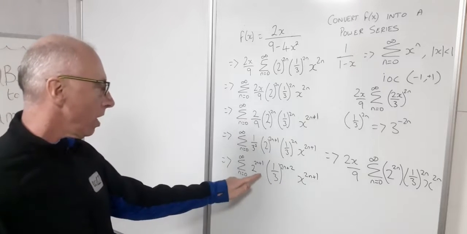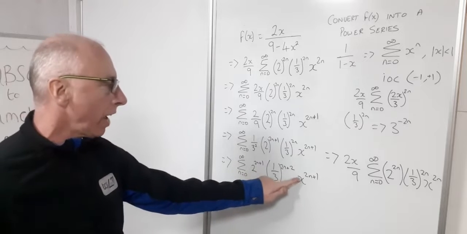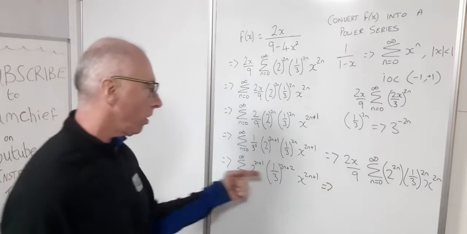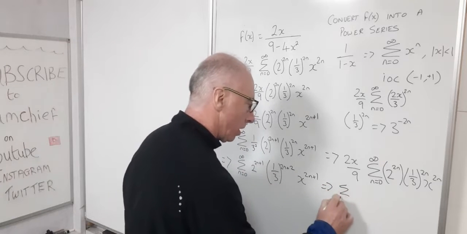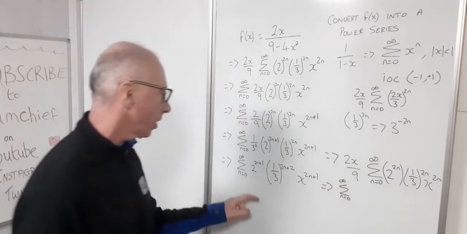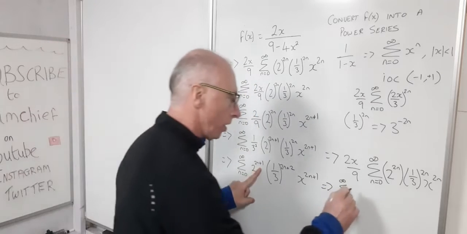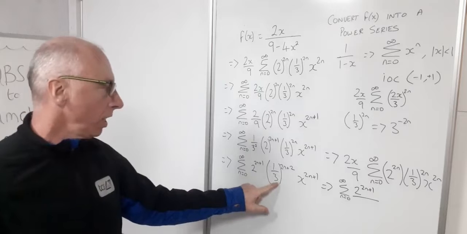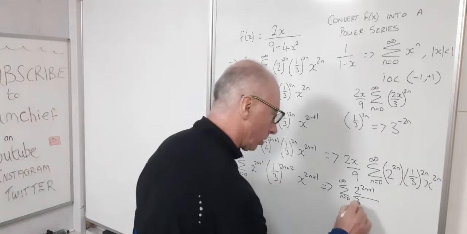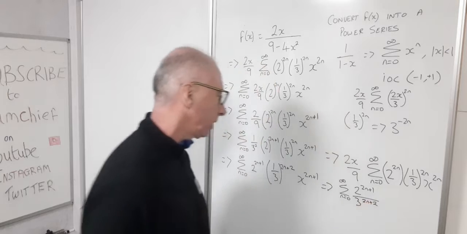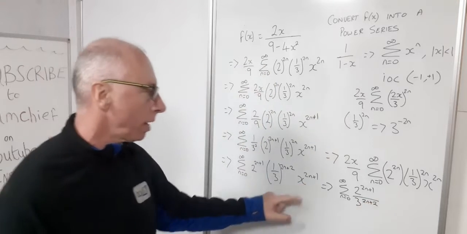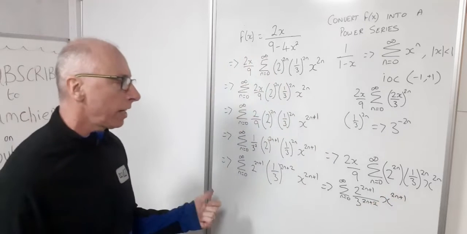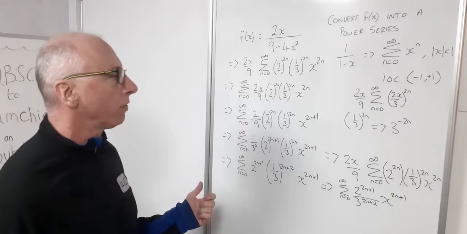So now what I can do is rewrite this as one fraction with x to the 2n plus 1. I'm going to rewrite this along here for the finished series. So n equals 0 to infinity, I've got 2 to the 2n plus 1, I can divide that by 3 to the 2n plus 2, and then that's all multiplied by x to the 2n plus 1. Now all I need is to calculate my radius of convergence.